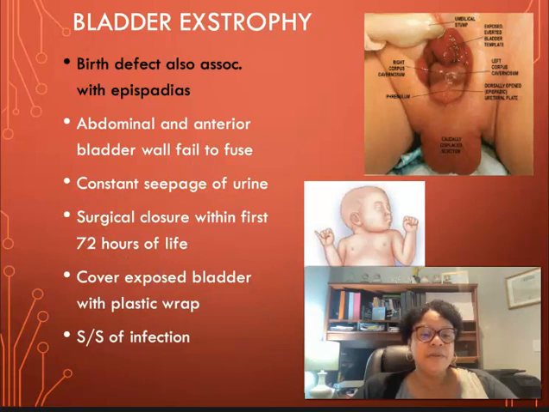Surgical closure is within the first 72 hours of life. And the big thing is whenever you have exposed organs, they're at higher risk for infection, and they're at higher risk for thermoregulation issues as well.